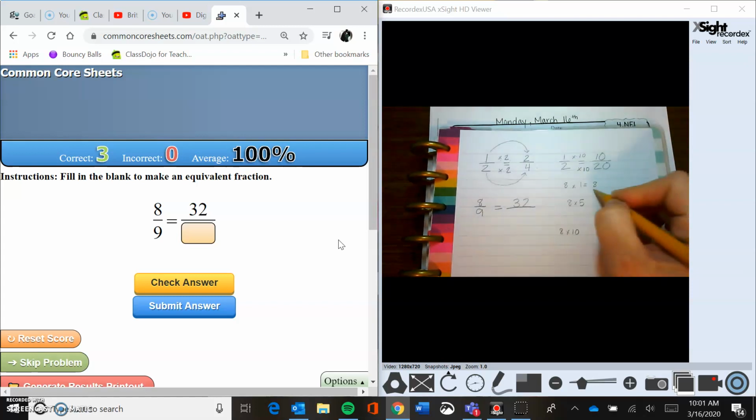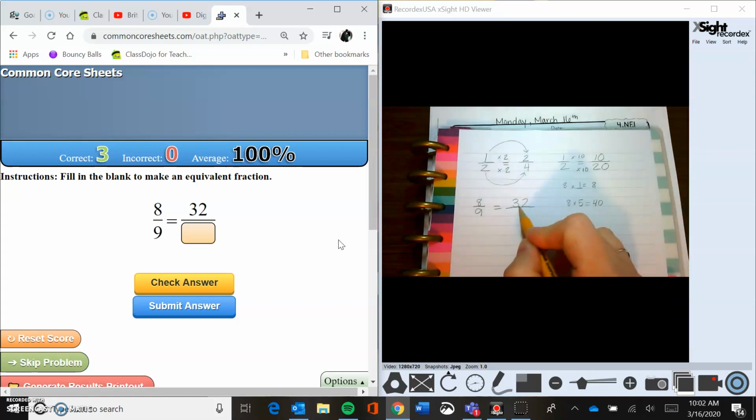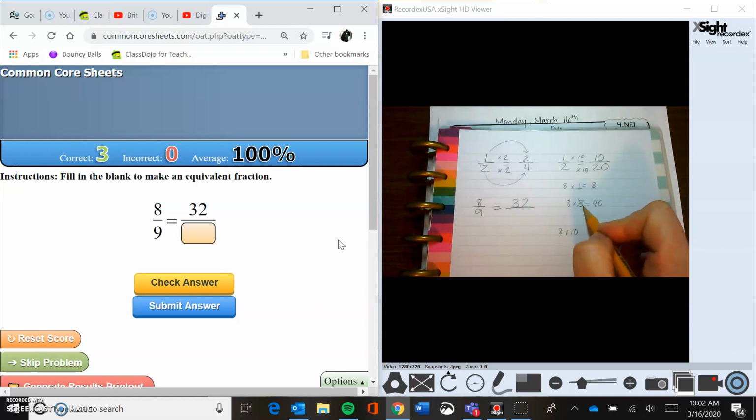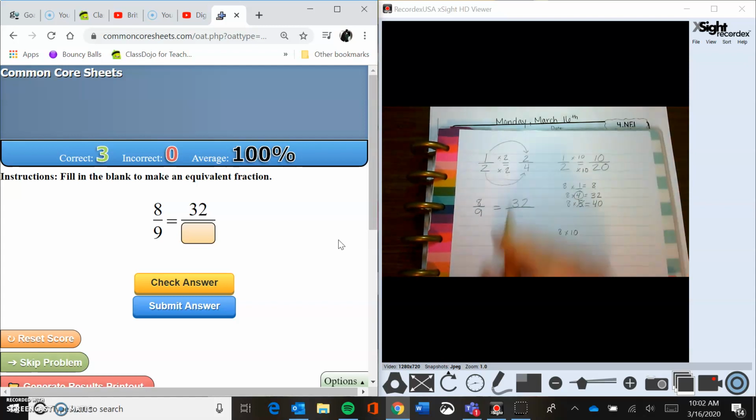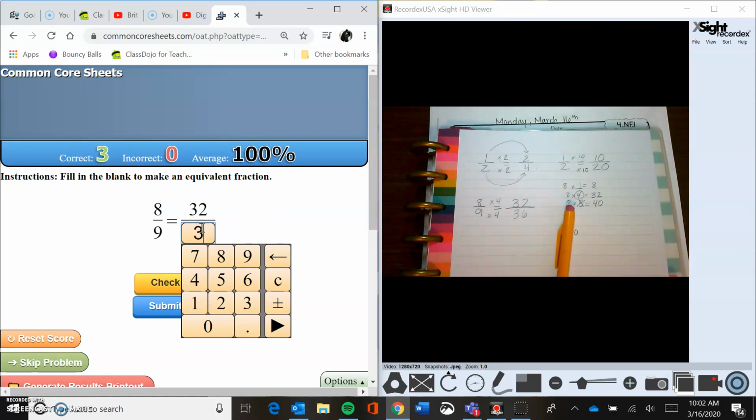So 8 times 1, that's 8. I know it's got to be bigger than 1 because that's too small. 8 times 5, well, that's 40. It can't be larger than 32, so it can't be 5. It's got to be something smaller than 5. So we could try 8 times 4. You could do this all kinds of ways. You could count backwards, or you can solve it however is easiest for you. We've taught you lots of different strategies, but 8 times 4 is 32. So this would be the number I would multiply by. 8 times 4 equals 32, and I would need to do the same thing on the bottom. 9 times 4, that would be 36. So let's put it in here and check and see if we're right.